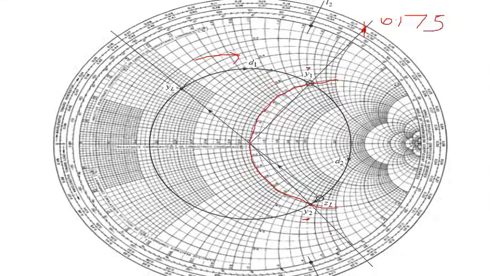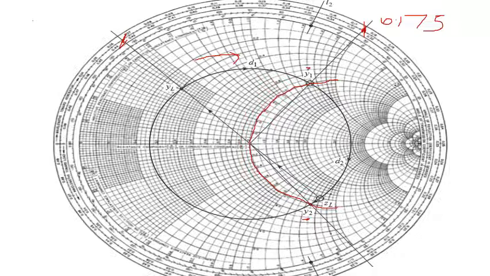0.175 lambda. This point is 0.175 lambda. This is D1. And what is the value of lambda for the point YL? Can you all tell me? That will be over here. You can see in your Smith chart if you're drawing along with me. I'm talking about this point, because this is along the YL in terms of lambda.